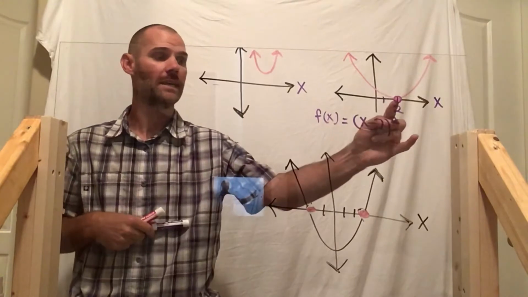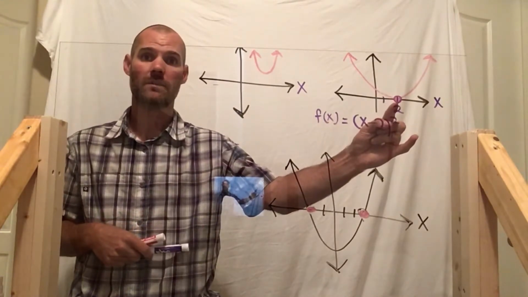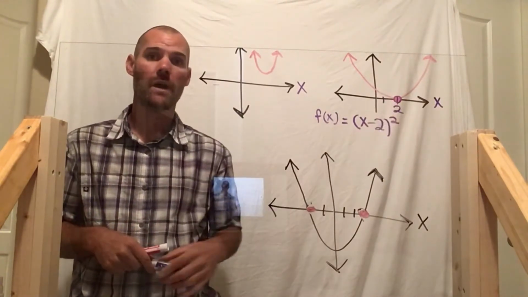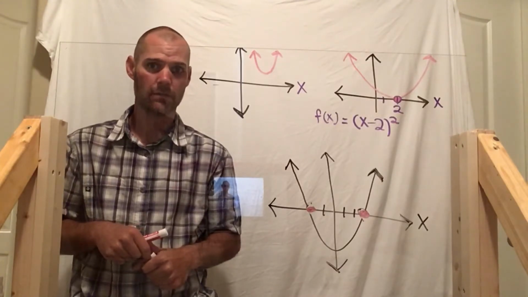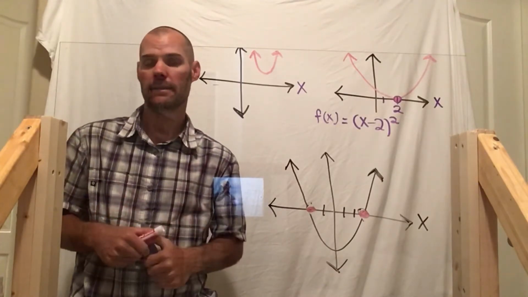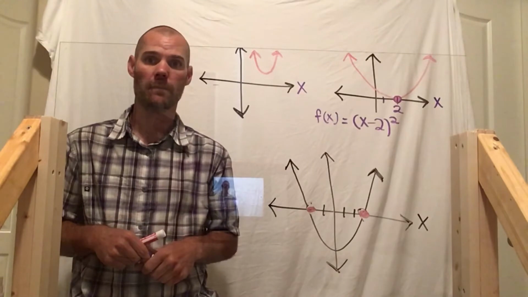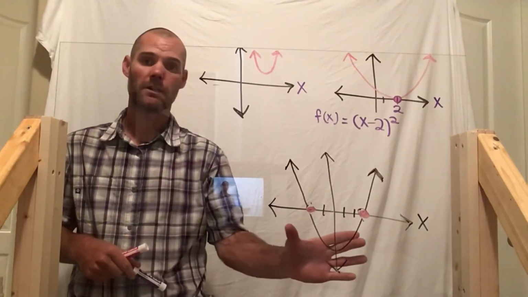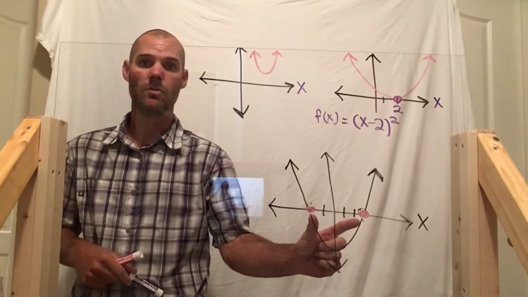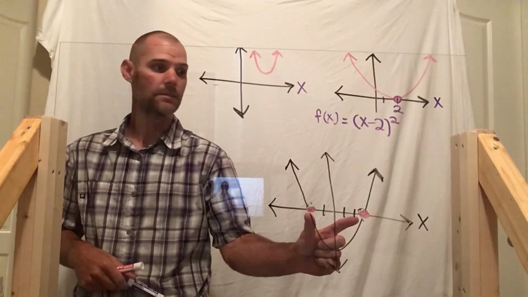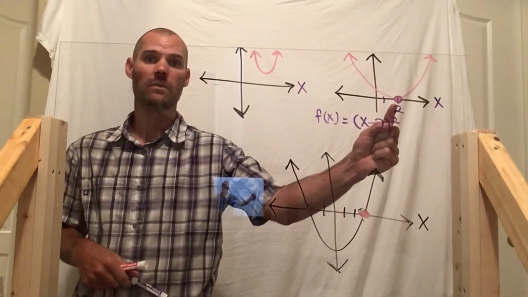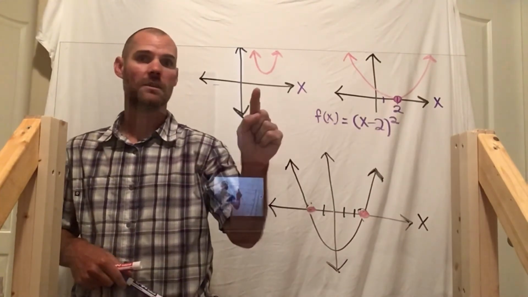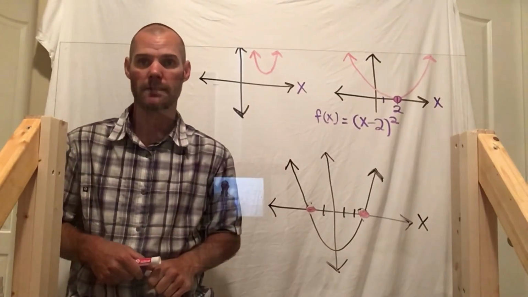And so when it hits the x-axis in one position, there is one repeated solution, or one repeated x-intercept, or one repeated 0. So to summarize, if we look at this bottom here, this has two distinct x-intercepts. This one has one repeated x-intercept. This one has no x-intercepts.